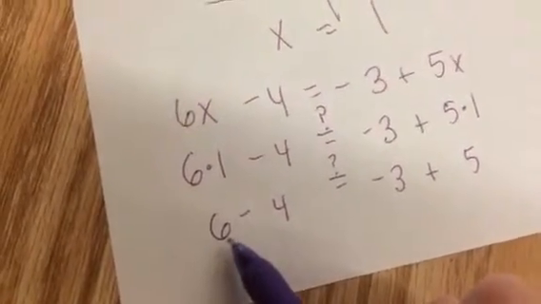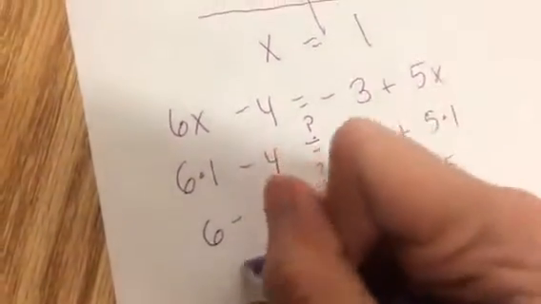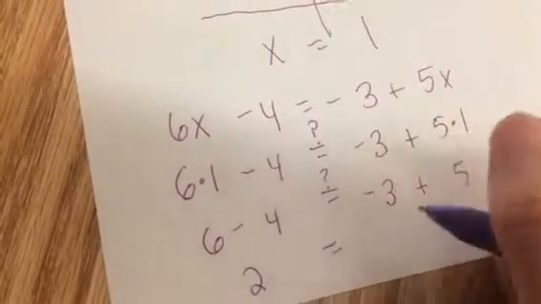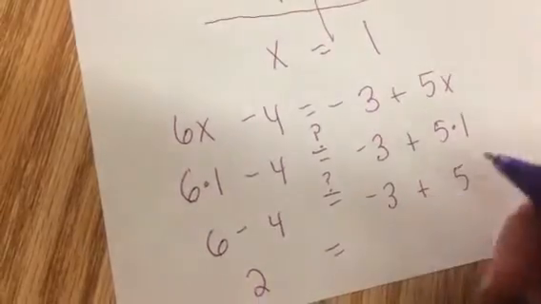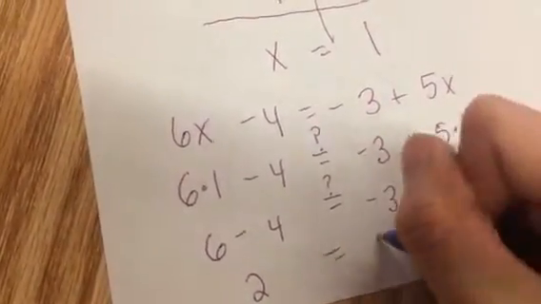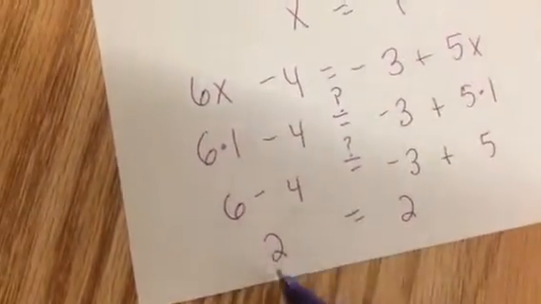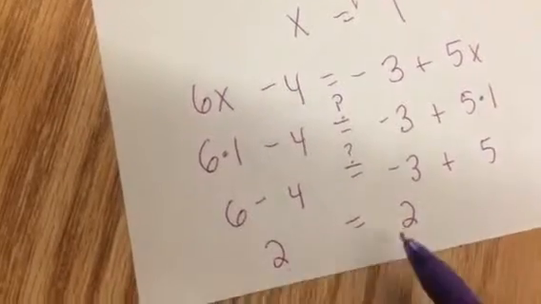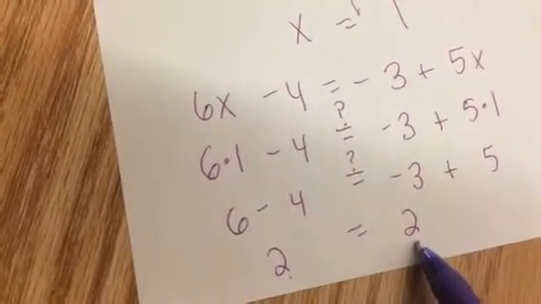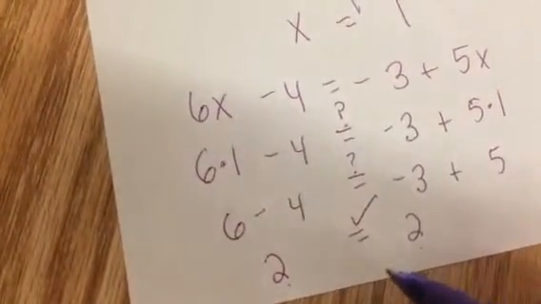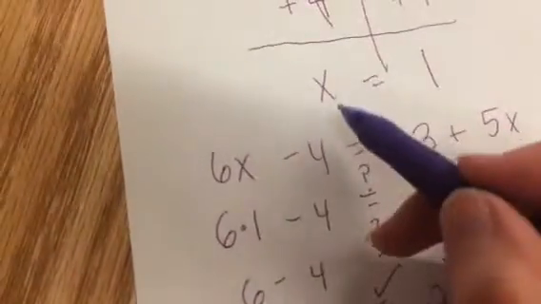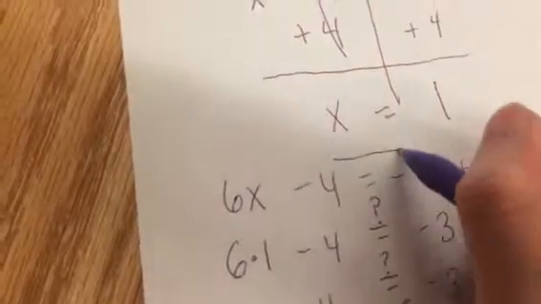Well, 6 minus 4 is 2. Bring down your equal sign. Negative 3 plus 5 is 2. Look at that. We have 2 on this side of the equation and 2 on that side of the equation. Therefore, it checks, it's correct, and what that means is x really is equal to 1.